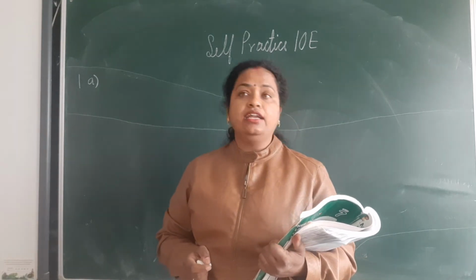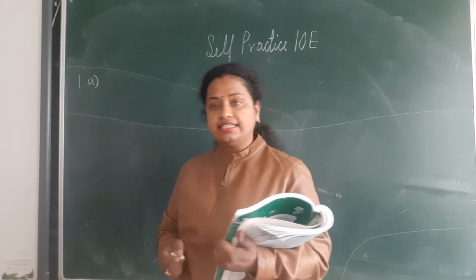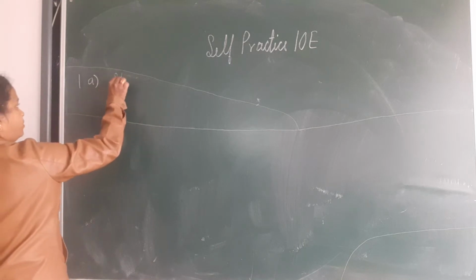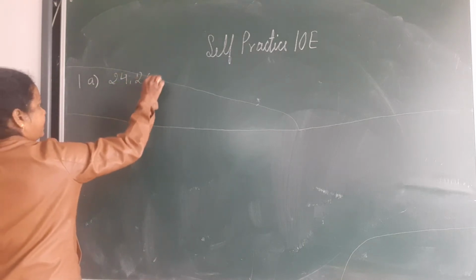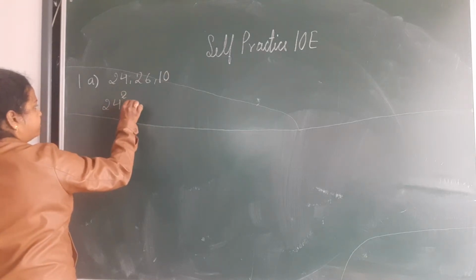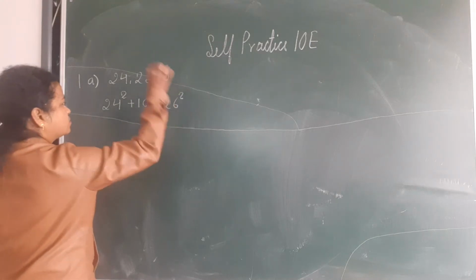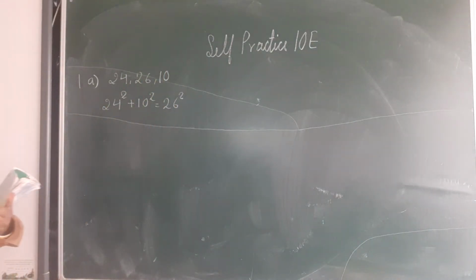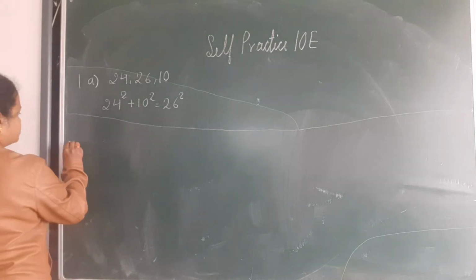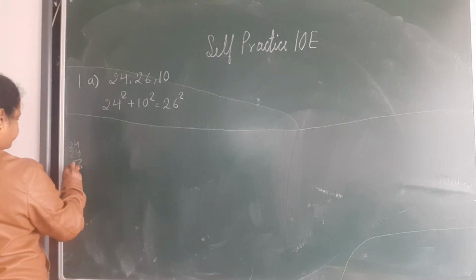So what are the sides? 24, 10 and 26. So how will you show that? A is 24, 26 and 10. You should know that 24 square plus 10 square should be equal to 26 square. Correct? 24 square plus 10 square should be equal to 26 square. What will be the value of 24 square?